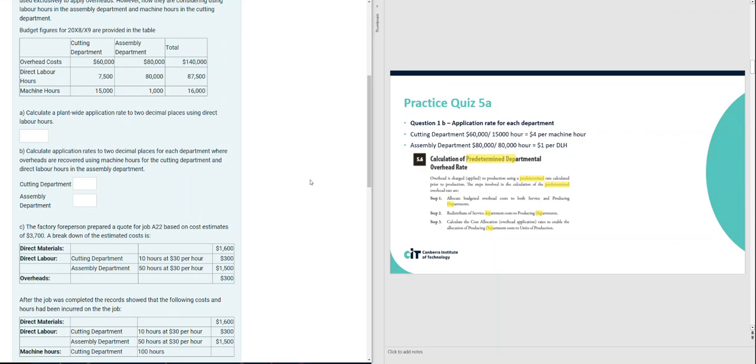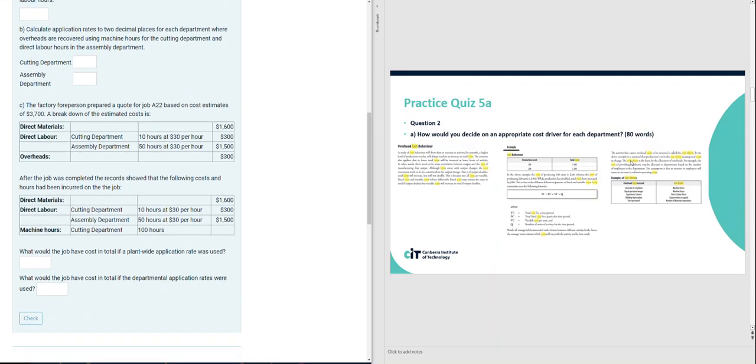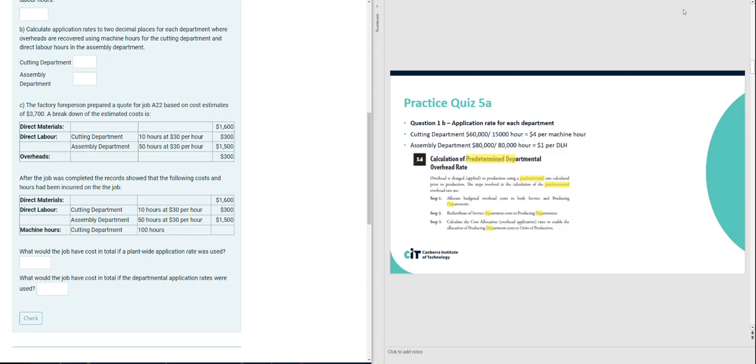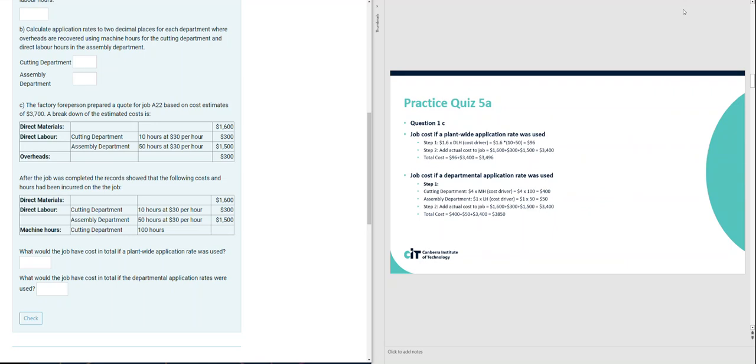Okay, so next, for part C, the factory foreman prepared a quote for job A22 based on cost estimates of $3,700. A breakdown of the estimated cost is given below. After the job was completed, the record shows the following costs and hours have been incurred on the job.